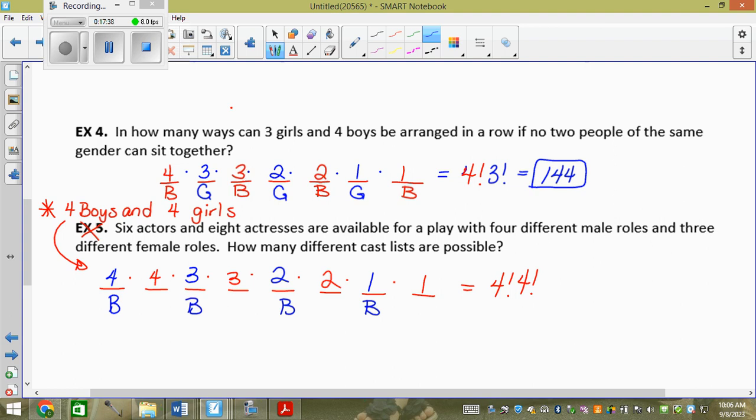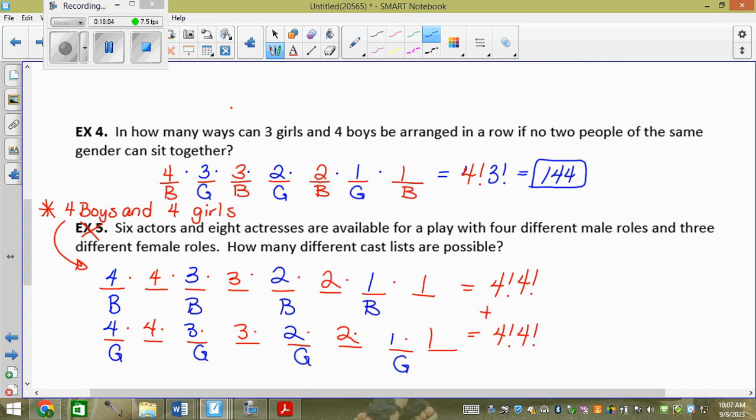You can have this case, or you could start with girls, and it would look totally different. So you'd get another 4 factorial, 4 factorial. So you could either take that and add them, or you could say 4 factorial, 4 factorial times 2, right? Do you see how there's that switch that could happen? If I started with a girl and I did the picture, or I started with a boy and I did the picture, and I handed them to you and I said, okay, now are these different? You'd be like, yeah. They look different. Different pattern.